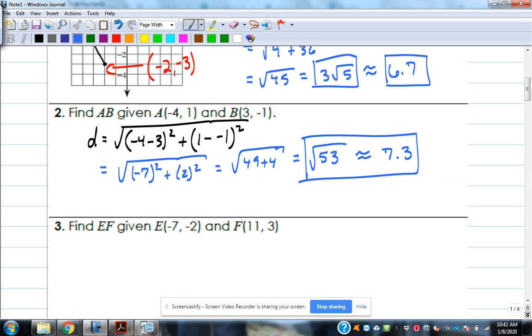So distance between 2 points, really simple to do there. I don't see any need to do number 3 there. I think it's the same thing. So it's nothing fancy out of this. All right, so let's go on down to midpoint formula.